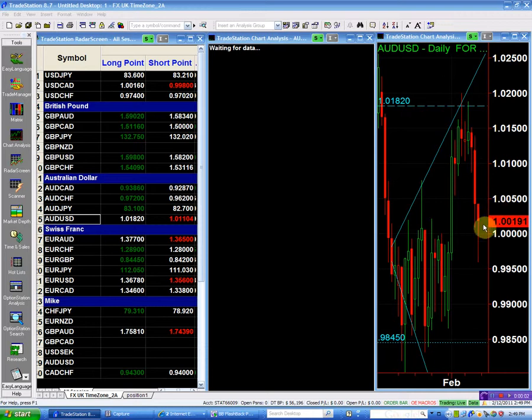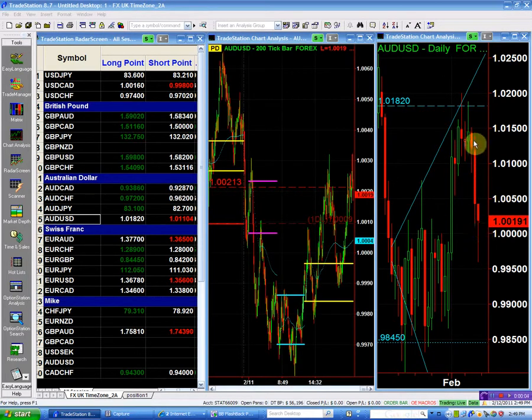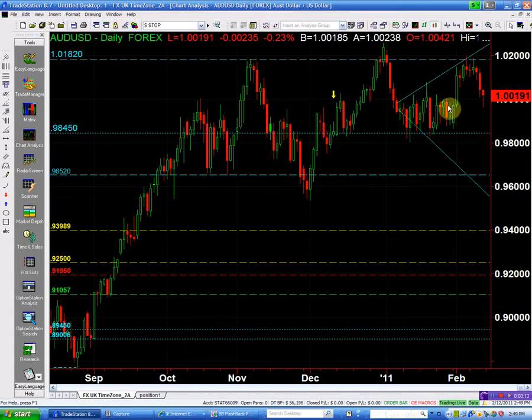You can see how weak the Aussie has performed itself. And right here in the Aussie, as you can see, this is now an upside down triangle. This is like a megaphone kind of pattern rather than a triangle pattern. And the megaphone pattern is usually a bearish pattern.